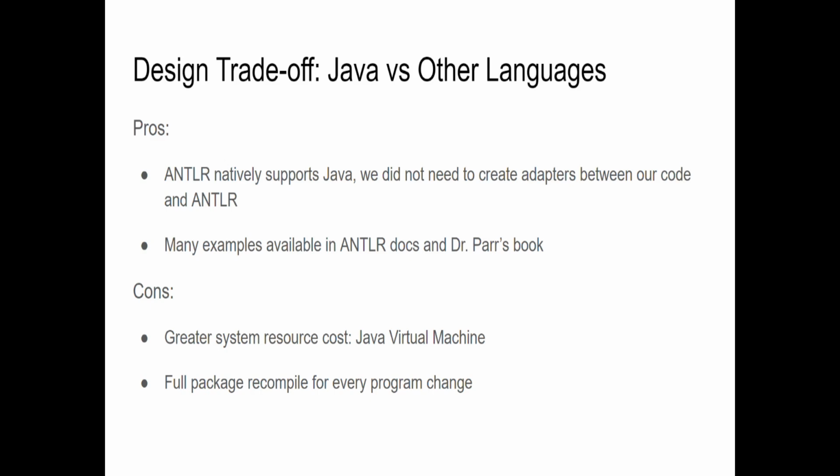In exchange for those benefits, we accepted Java's greater system resource costs than other languages, such as C-based, and the need to recompile the package each time that a change was made, which is something that we wouldn't have to do with an interpreted language, such as Python.